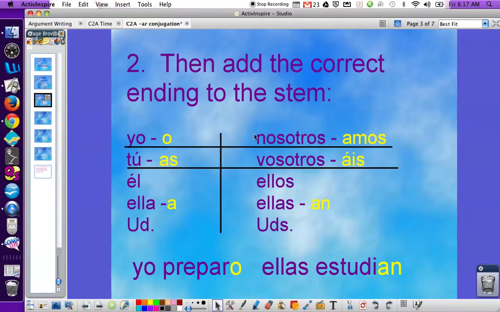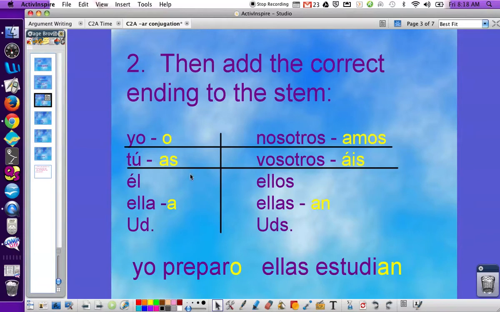These endings are very important. You need to memorize them. You must write them down. If you need more time writing them down, pause the video and get them into your notebooks. One of the ways that I memorized this was by chanting. I would say it in my head so that I could hear it, so that I could remember what it was. O, as, a, amos, áis, an. Try it with me. O, as, a, amos, áis, an.